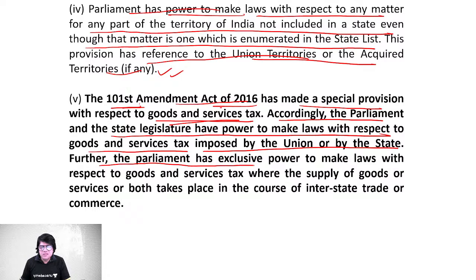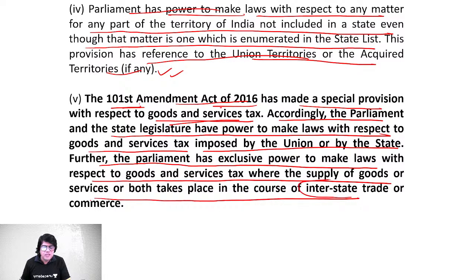Further, the Parliament has exclusive power to make laws with respect to Goods and Services Tax where the supply of goods or services or both takes place in the course of interstate trade or commerce. So when it comes to interstate trade or commerce, in that case, Parliament has the exclusive jurisdiction.